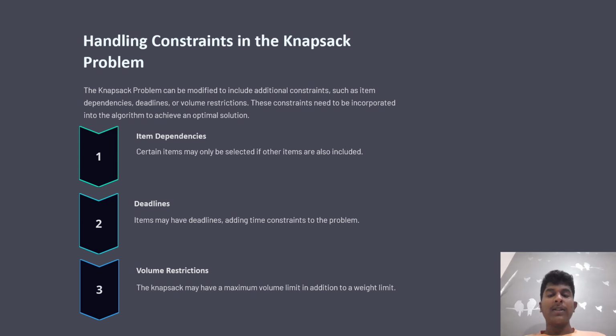Handling constraints in knapsack problem. The knapsack problem can be modified to include additional constraints such as item dependencies, deadlines, or volume restrictions. These constraints need to be incorporated into the algorithm to achieve an optimal solution. First, item dependencies: certain items may be only selected if other items are also included. Deadlines: items may have deadlines, adding a time constraint to the problem. Volume restrictions: the knapsack may have a maximum volume limit in addition to the weight limit.